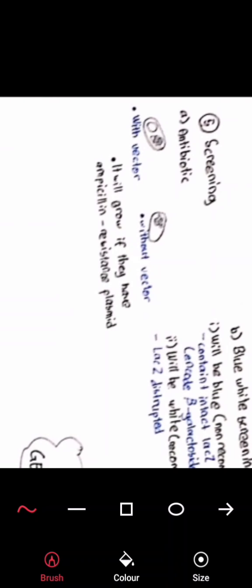And number 5 is basically screening. A is antibiotic. There are 2 types, with vector and without vector. As you can see, there are differences between them. This one has what we call plasmid, and this one doesn't have plasmid. And the point is, it will grow if they have ampicillin resistant plasmid, and this will not grow.